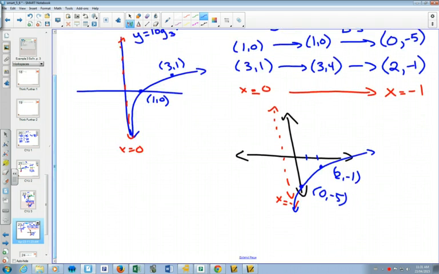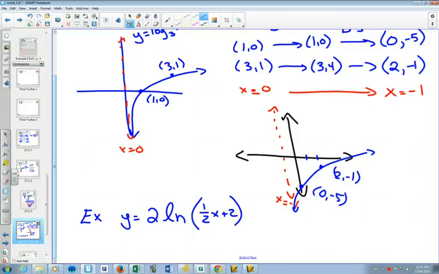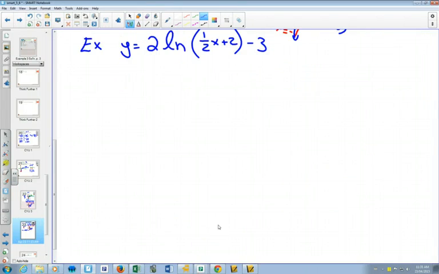Another example for you to try. Y equals 2 natural log of (1/2 x plus 2) minus 3. So we have to factor this one first. Factor out the 1/2.